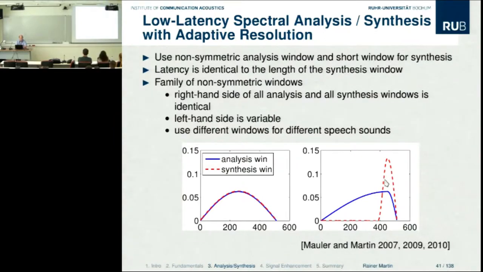You can reduce it to a single tap, for example, and that would lead then to a very unsymmetric analysis window, but you can easily see or imagine that by making, for example, the synthesis window wider, we could then go continuously to this situation where both windows would be the same by just making this wider and then making this less unsymmetric.